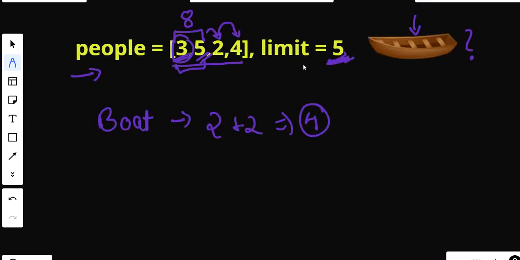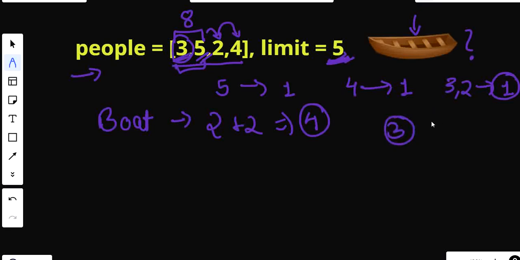No. Why? Because if I see this array, the person with weight 5 will need one boat. The person with weight 4 will also need one boat. But I can pair the 2 persons with weights 3 and 2. So 3 and 2 can be paired up and they can take one single boat. So in this manner, the correct answer is 3.